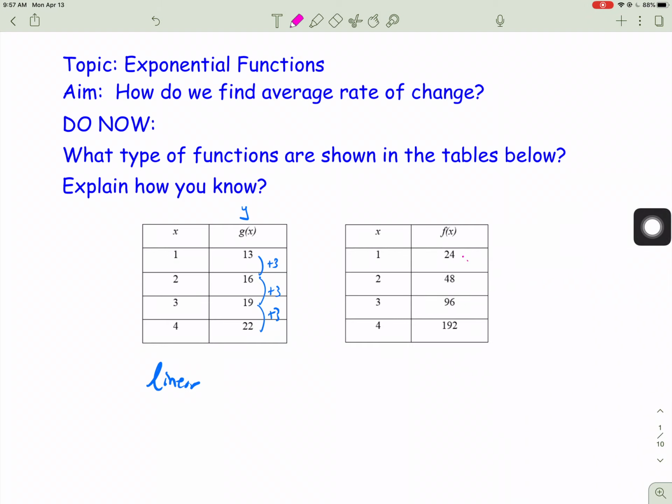Well, 24 to 48, another way to get there is multiply by 2. Is that the same for 48? Yeah, it is. 48 times 2 is 96. 96 times 2 is 192. So what type of function is it when you multiply by the same thing? We call this exponential, and that's our unit we're working on right now. When you multiply by what we call a common ratio, times 2, times 2, times 2, it's exponential. This here is a common difference, plus 3, plus 3, plus 3.